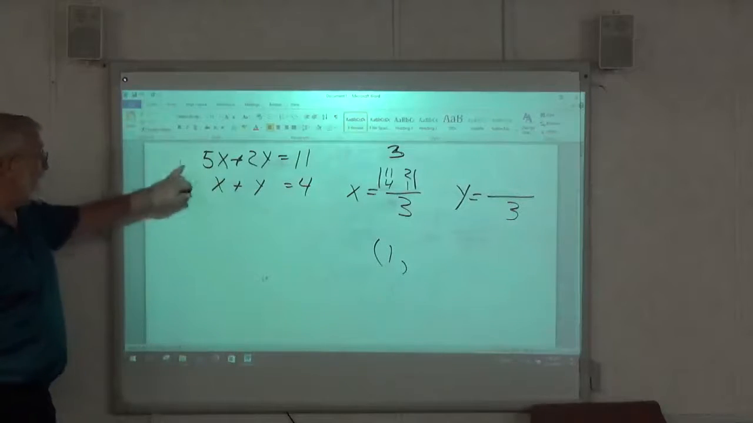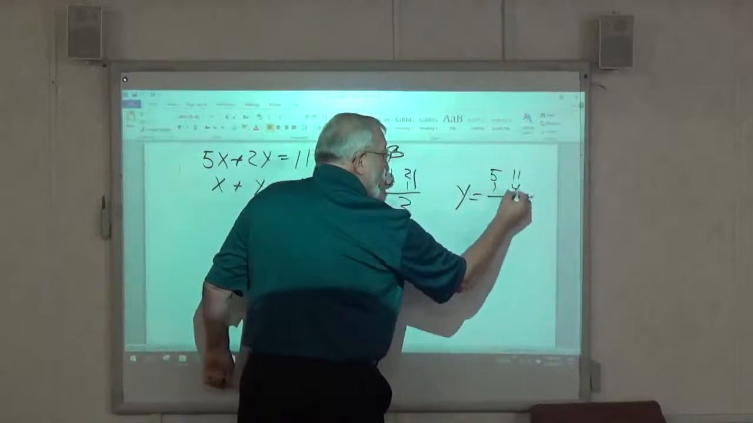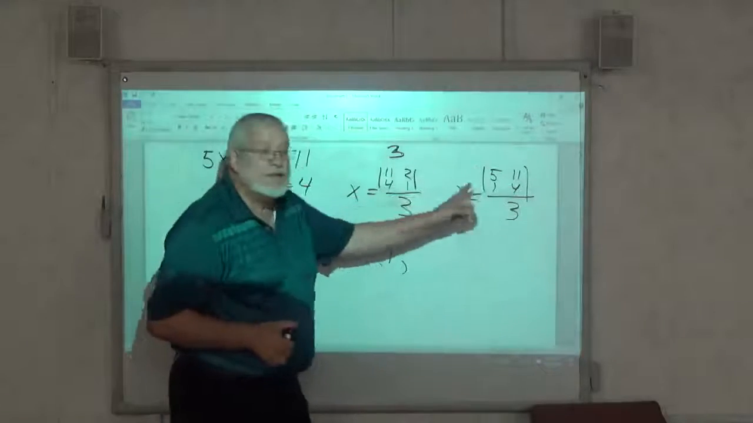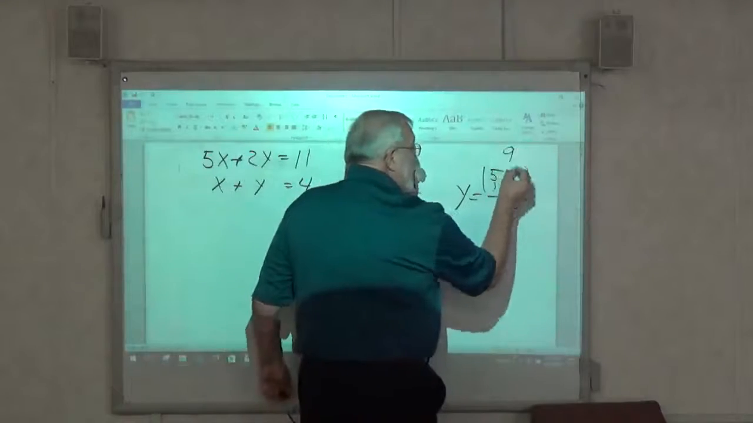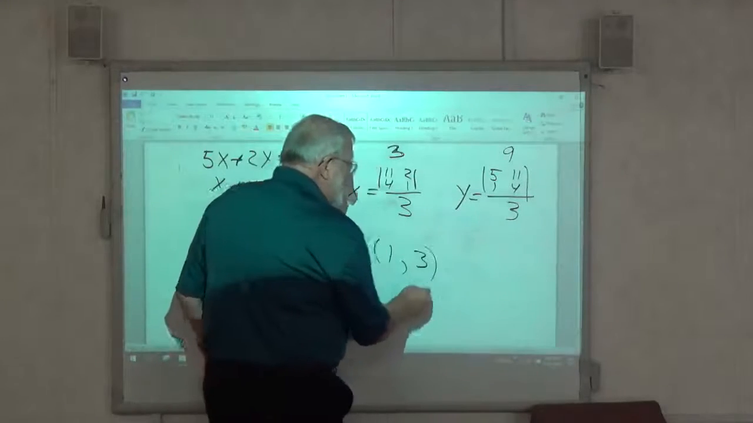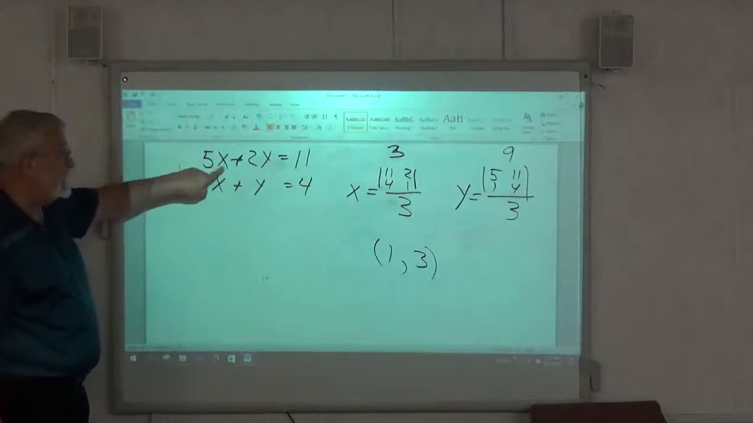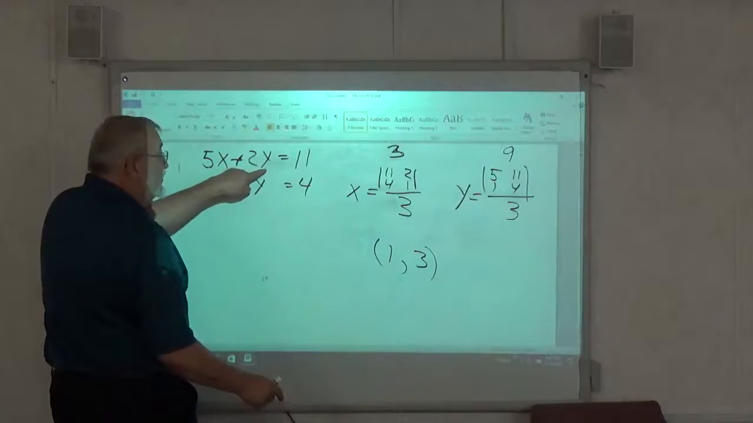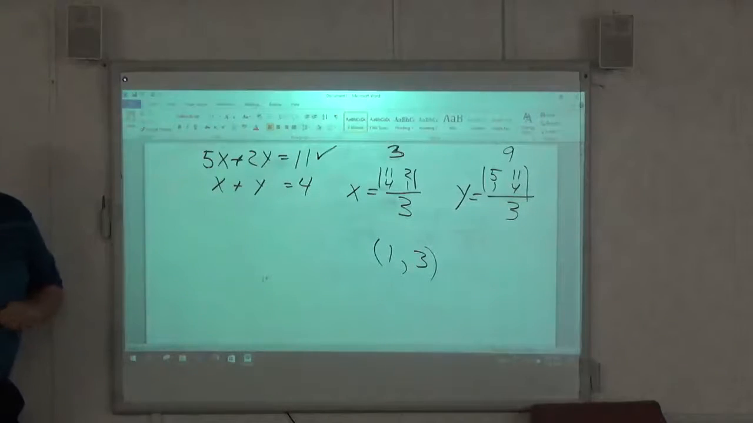All right, now let's do the same thing for y. If I use 5 and 1, and then 11 and 4, what's my determinant over there? 20 subtract 11. What's 20 subtract 11? 9. What's 9 divided by 3? So, all right, now let's check this. 5 times 1, because my x is 1, plus 2 times 3, which is 6. 5 plus 6 is 11. So it works. And x plus y equals 4.